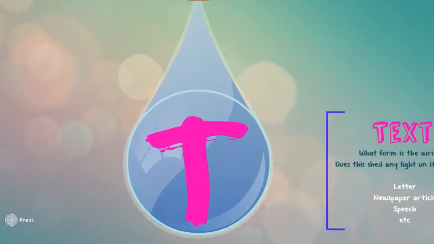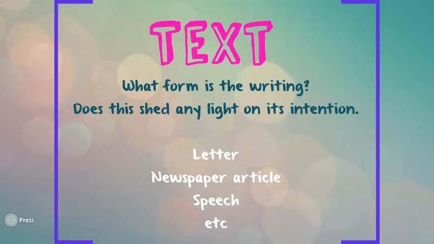So, T stands for text, and that basically means what form is the writing. And you can ask yourself, does that shed any light on the writer's intention as to why they put it in that format? So you would take source A in front of you and you would ask yourself, okay, is this in the form of a letter? Is it a newspaper article? Is it a speech? Is it an online article? You can have multiple different types of text, and you would do that again for source B.